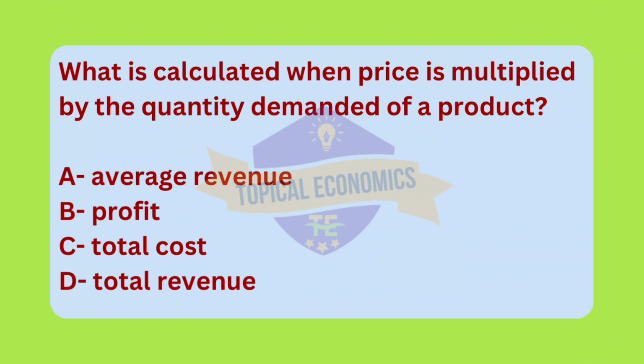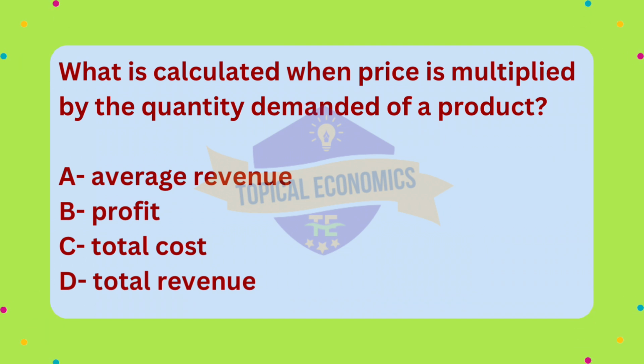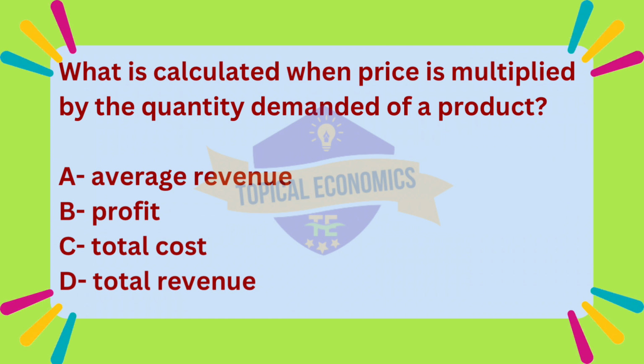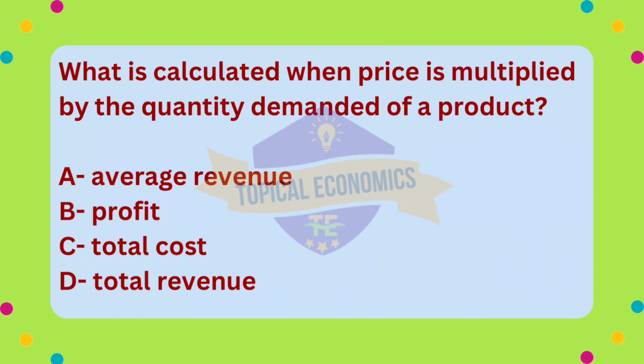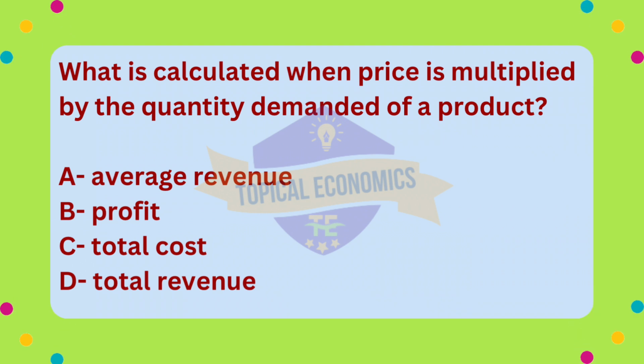Analyzing the other options. A. Average revenue, is the revenue per unit of output, which is calculated by dividing total revenue by the quantity of output. It is typically equal to the price when a firm sells a single type of product at a constant price. Next, option B, profit, is calculated by subtracting total costs from total revenue. It is not simply the product of price and quantity. Lastly, option C, total cost, refers to the overall cost of production, including both fixed and variable costs. It is not calculated by multiplying price by quantity demanded.